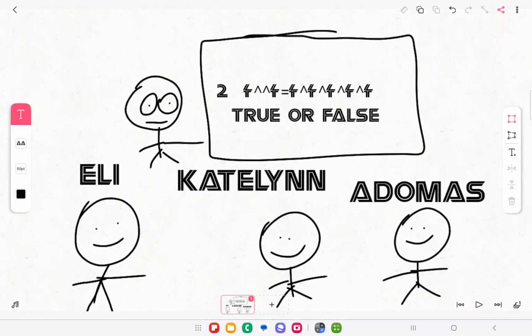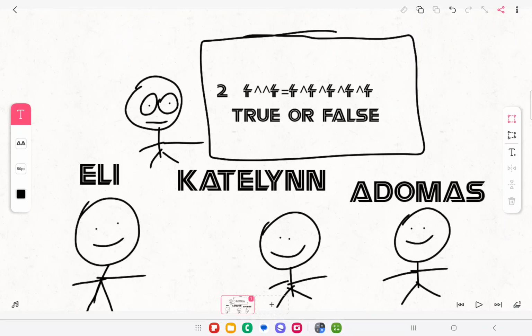So the second question in the quiz, there's 5 questions only, is: 4 tetrated to 4 equals 4 to the 4 to the 4 to the 4 to the 4. Okay, so is this true or false? Eli, and yes, you do not need to put your hands up for this, or have your whiteboards. Eli, do you think it's true? No. And Caitlin, do you think it's true? No. And Adomus, do you think it's true? I'm gonna say, no? Well, ding ding ding, you're all correct.